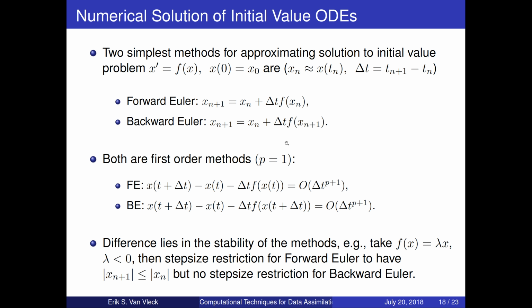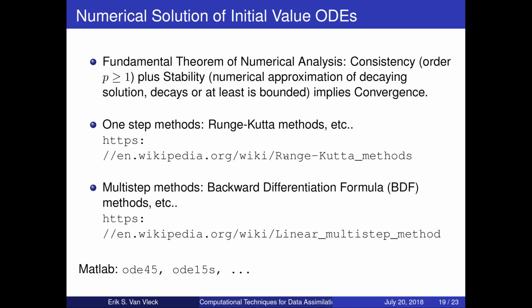So for example, if we take the standard test function f of x equal lambda, where lambda is a negative real number, then we have a step size restriction for forward Euler to have a decaying solution, but no step size restriction for backward Euler. This doesn't mean we can always use a large step size for backward Euler, but it means that accuracy considerations are what drive the choice of step size versus stability restrictions like we have with forward Euler.